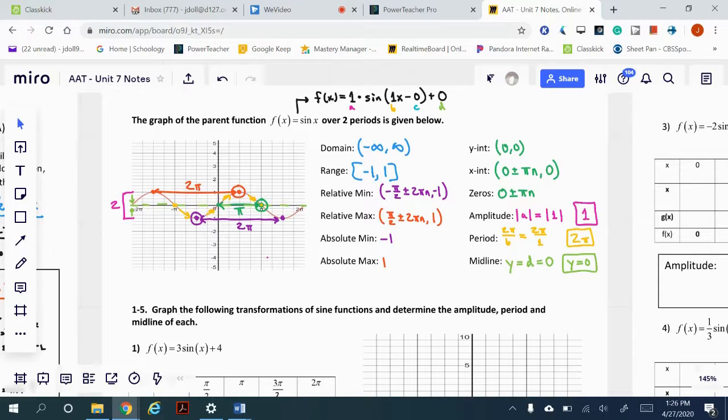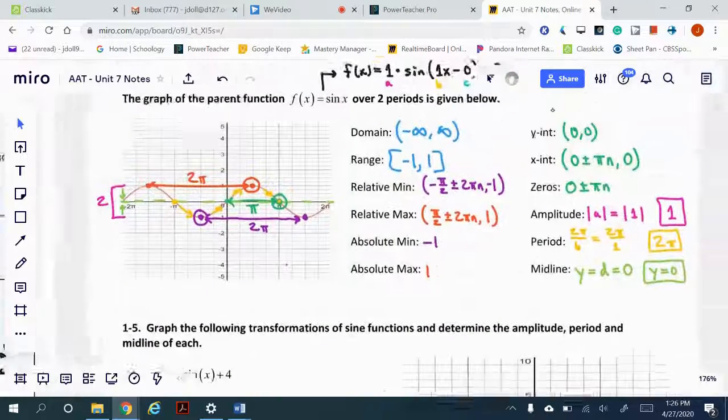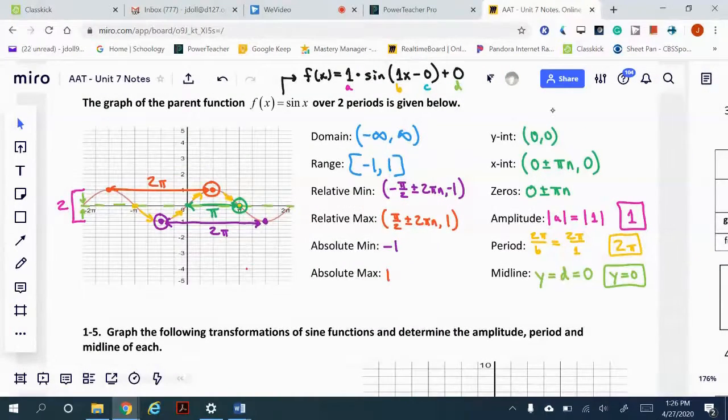Which means we haven't shifted up or down, which means the midline is Y equals 0, which means it's right on the X-axis. So as A, B, C, and D change, visually, this is the graph that we are transforming. This is the starting point on which we're building off of everything. So take a look at this, make sure these characteristics make sense. If you have any questions about how I came up with the numbers here, please ask.